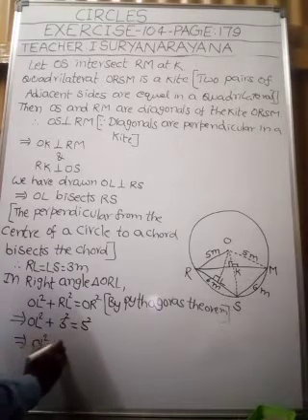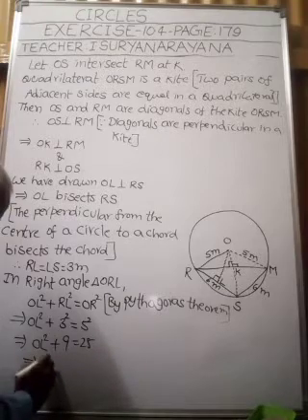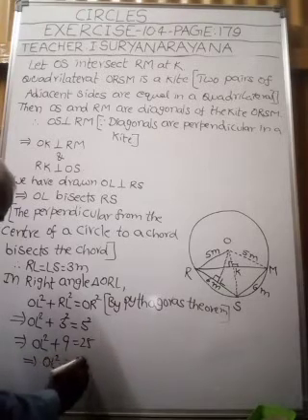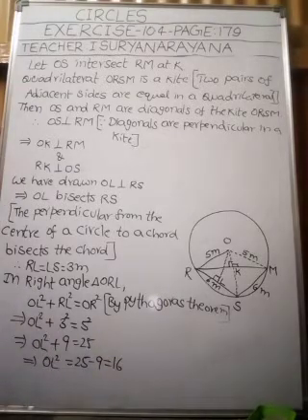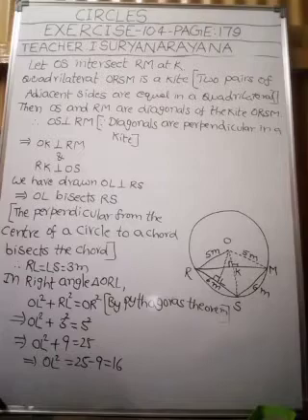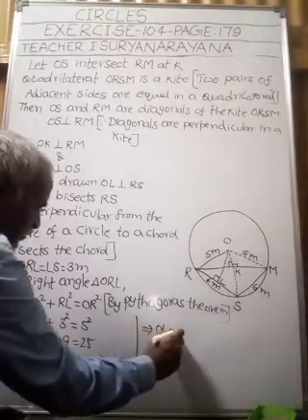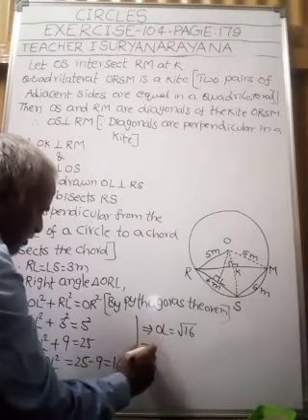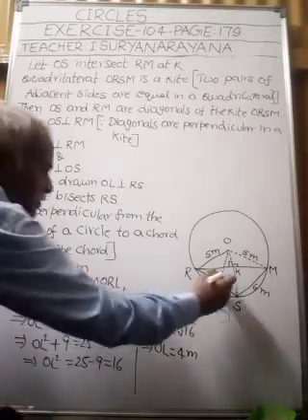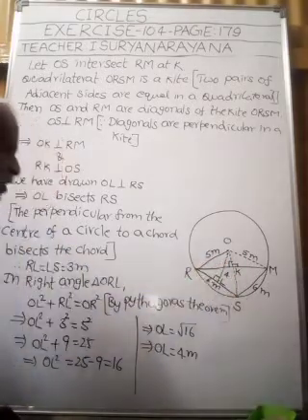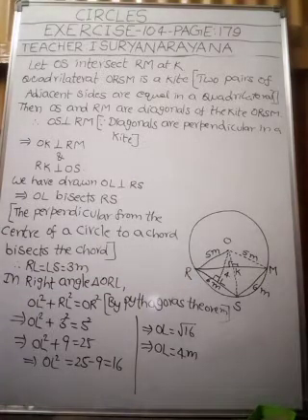OL square plus 9 is equal to 25. This implies OL square is equal to 25 minus 9, that is equal to 16. Okay, my children, understood this point? This implies OL is equal to square root of 16. This implies OL is equal to 4 meters. We got here OL, the length of the line segment OL. Okay, my children, understood this point?